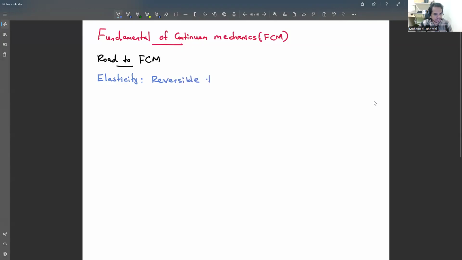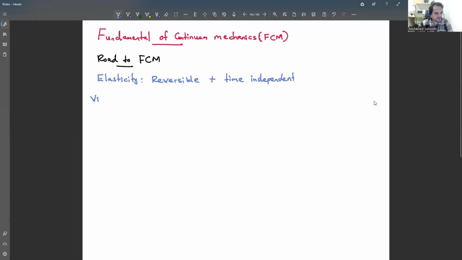Plus, it is time independent. That means if you apply the load for a longer period, if you keep the load constant, then the loading behavior also is constant. It's time independent. This is called elasticity.